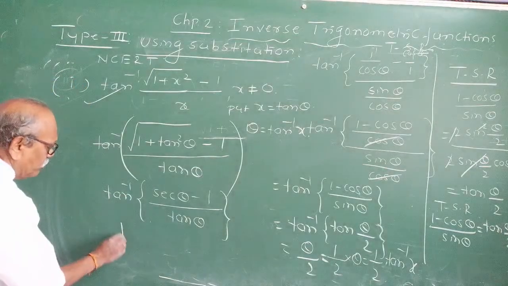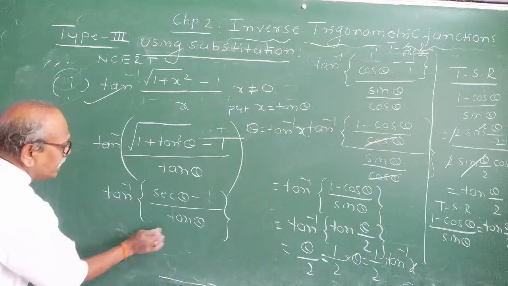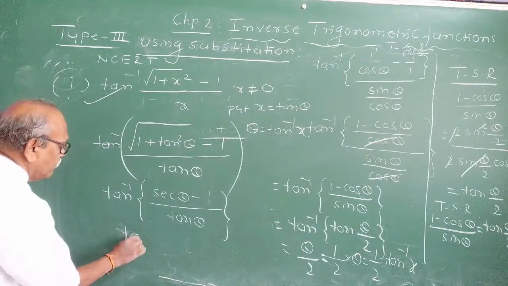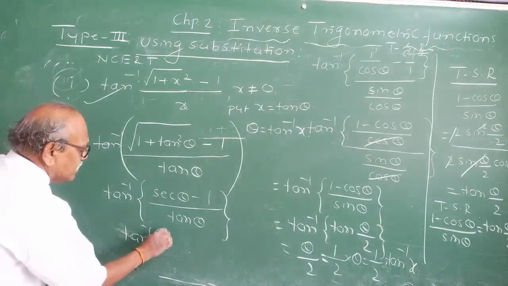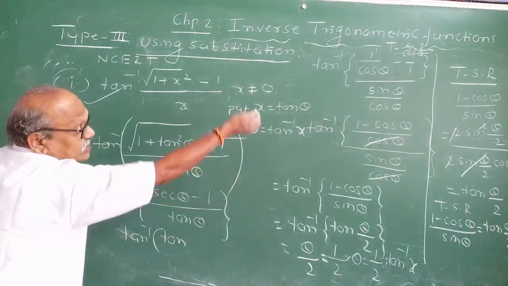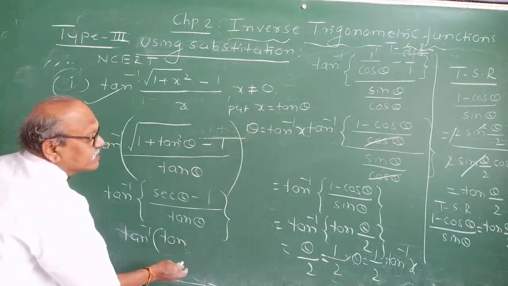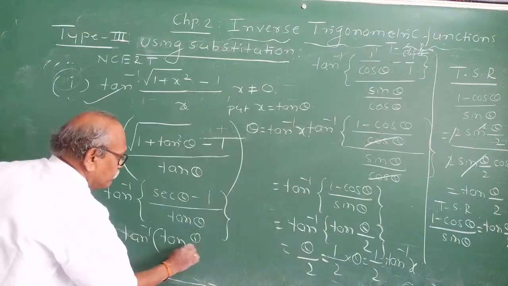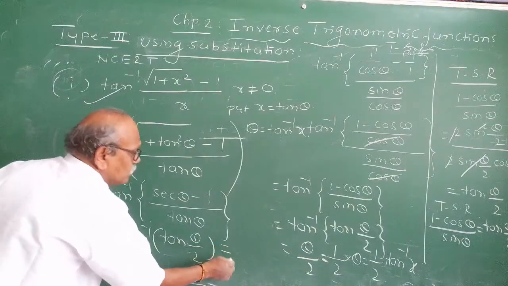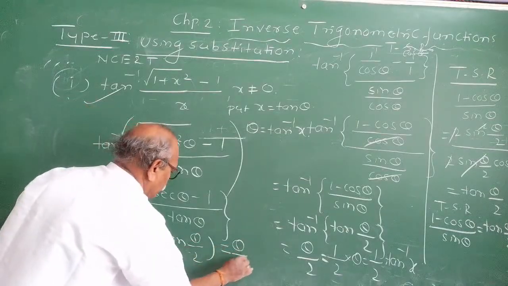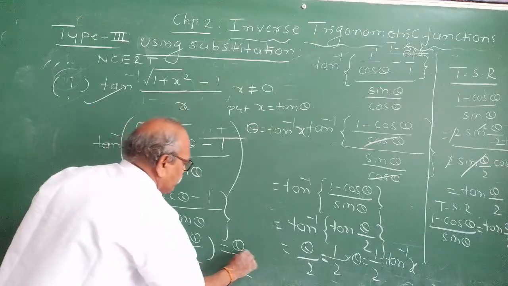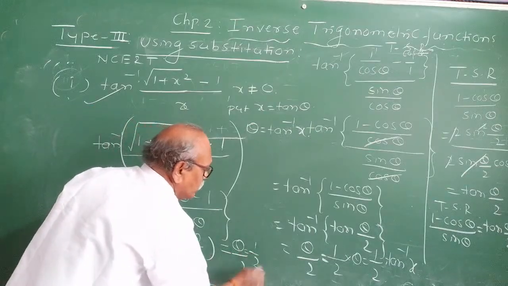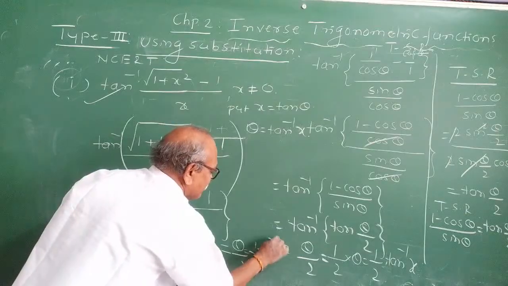The final answer will be tan inverse, that is 1/2 tan inverse. You can directly write it, or you can show the calculations on the side. You can write it as tan theta by 2. Tan inverse of tan theta by 2 is theta by 2, so the answer is 1/2 tan inverse x.